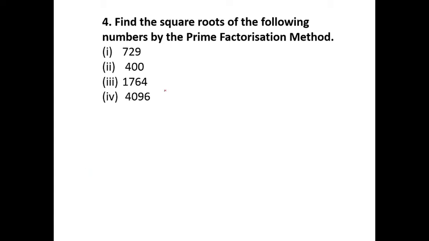Exercise 6.3. I start from 4096. How can we do it? Under root 4096, we have to make the prime factors of 4096. So start from 2. Why do we start from 2? The unit place is 6, so it is divisible by 2.